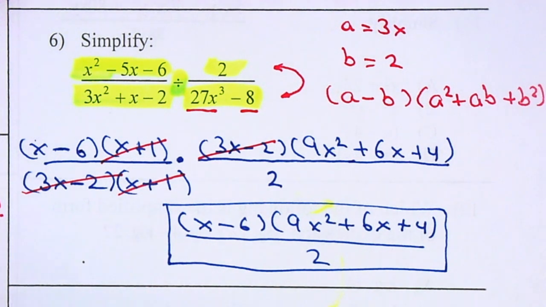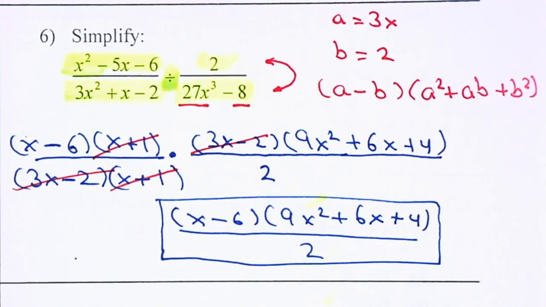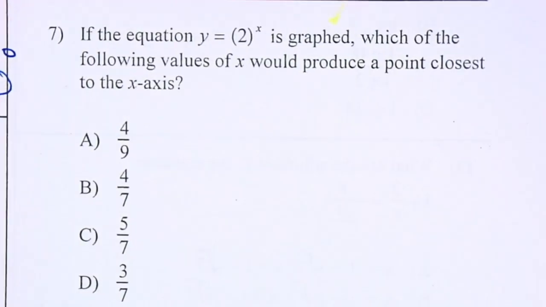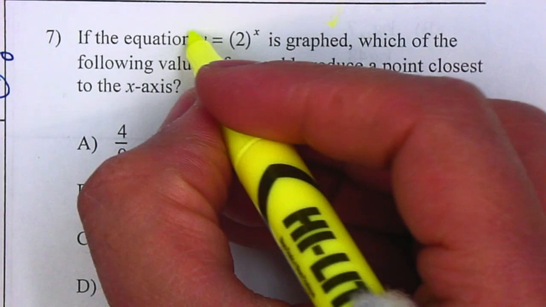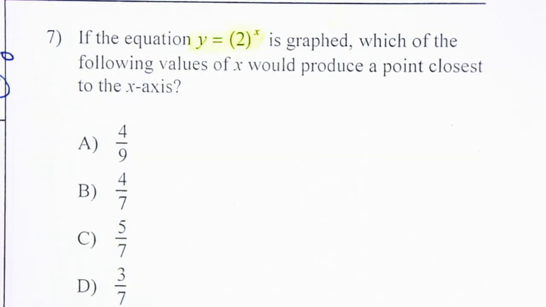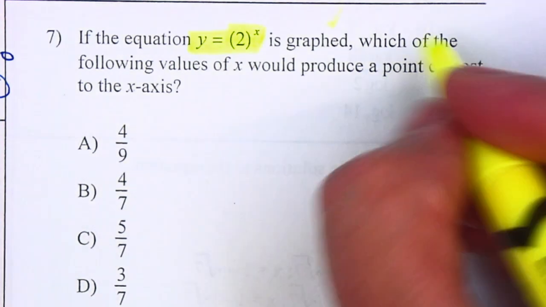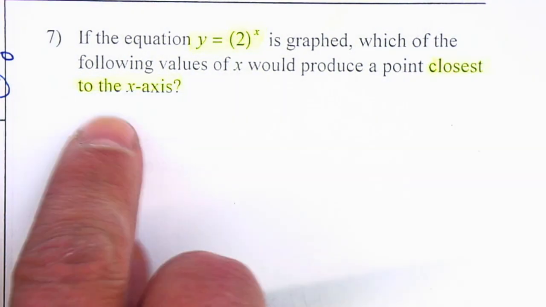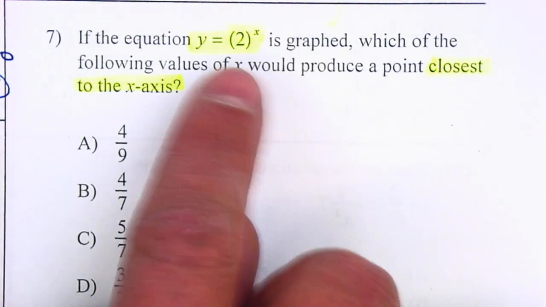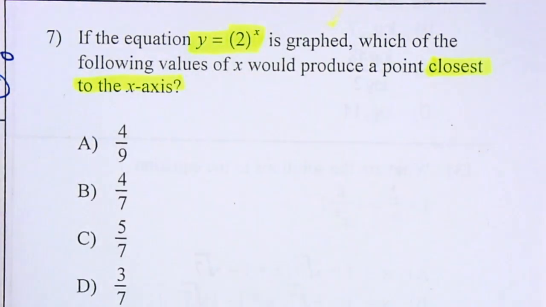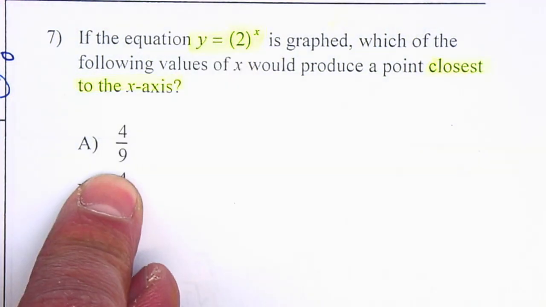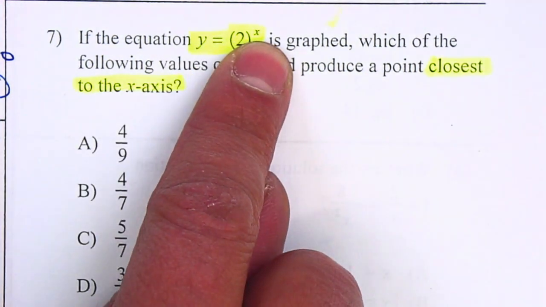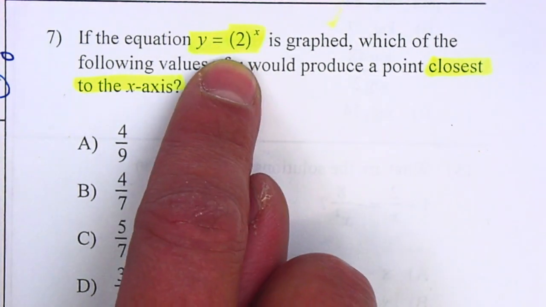Problem number 7. On problem number 7, if the following equation is graphed, and they give you an equation, which of the following values of x will produce a point closest to the x-axis? So they give you the values of x, and they're asking us which of them will produce a point closest to the x-axis. Now, because we have a fraction, we can't really, without a calculator, evaluate 2 to the power of 4 ninths. Therefore, we need to be able to understand what the graph looks like.